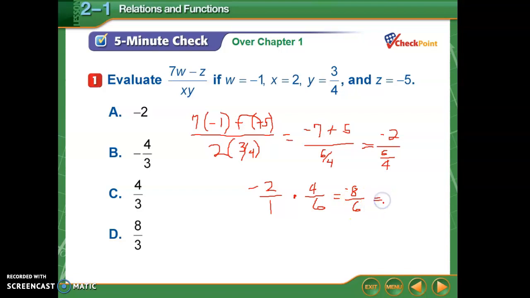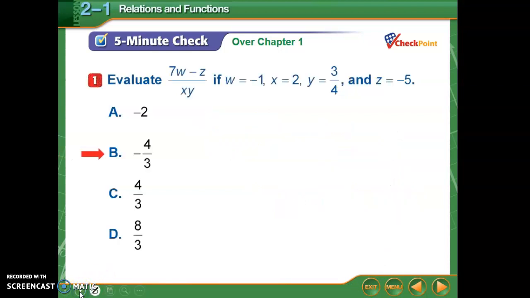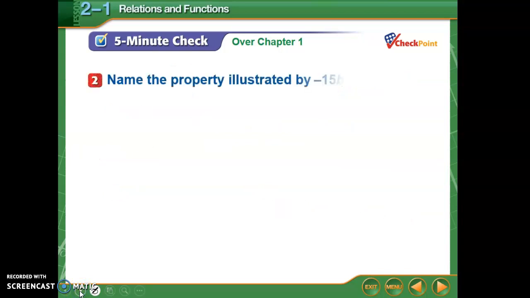Okay, so how do you simplify that? What's common between 8 and 6? That would be 2. Divide top and bottom by 2. So that gives us -4 over 3. So this is our final answer. Alright, very good. Okay, let's move on to the next.